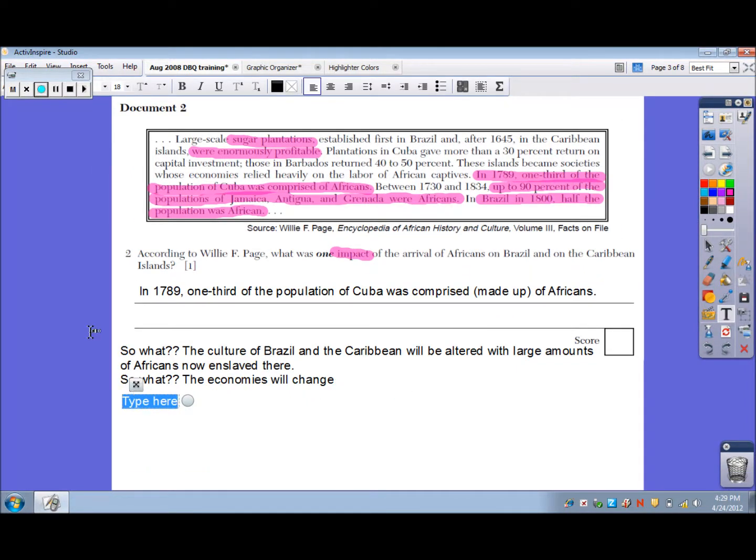So what? If it's enormously profitable, are slaves making money? Obviously not. So what? We can say plantation owners are making huge amounts of money. Plantation owners will make huge profits from slavery. And that is an effect, an impact of slavery on the New World. So there you go, you have a "so what" right there. Any outside information you can think of, go ahead and add it.